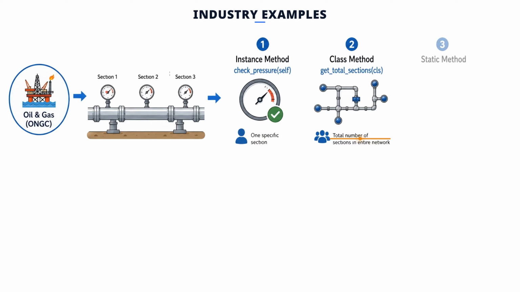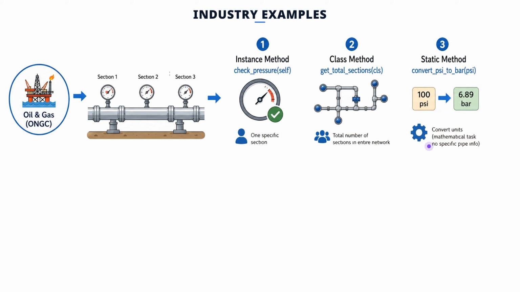Finally, we have the static method. Think of this as a simple utility tool, like converting PSI to bar. It's purely a mathematical task. It doesn't require any specific information about the pipeline to do its job.